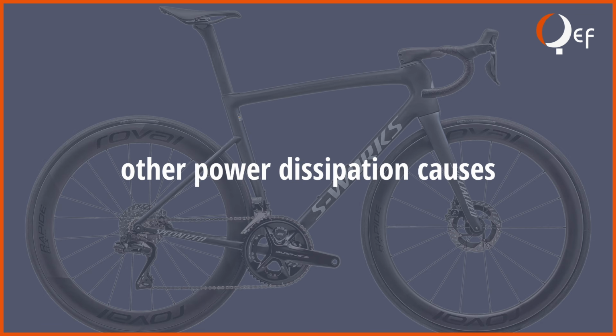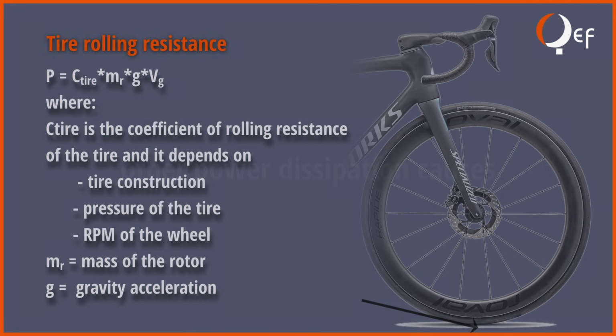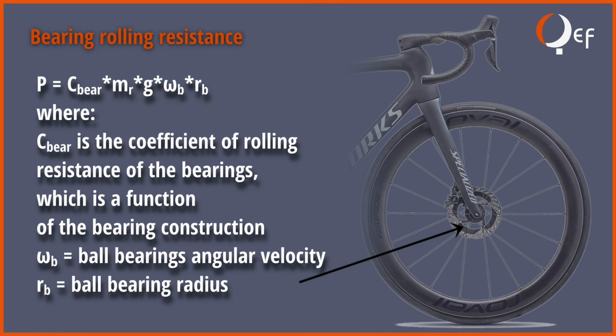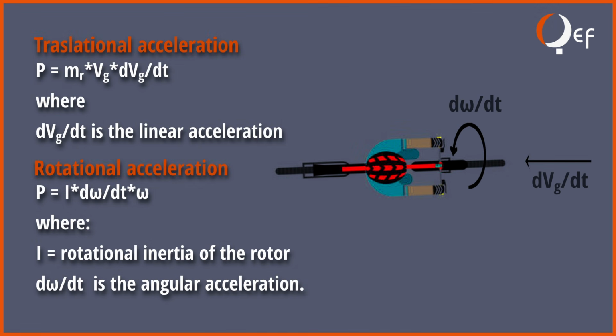In addition to the aerodynamic drag, there are also other negative influences of the disc rotor that I will just point out. The rotor's weight increases both the rolling resistance of the tire and the rolling resistance in the wheel bearings. When the bicycle accelerates, 2 additional components must be considered: the power required due to linear acceleration, and since the rotor is rotating, we also need to account for angular acceleration.